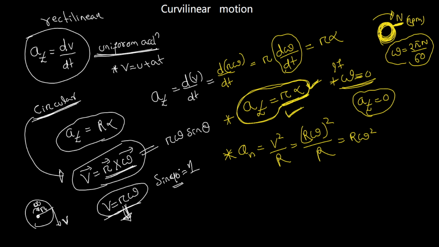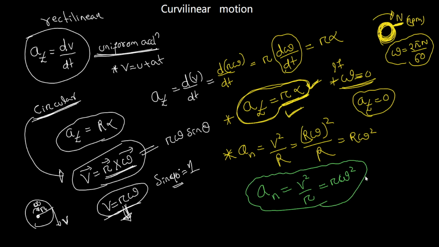So you need to remember an is equal to v square by r or r omega square. This is the formula for normal acceleration. You have to remember this one and this one, with small r everywhere. This is the radius.